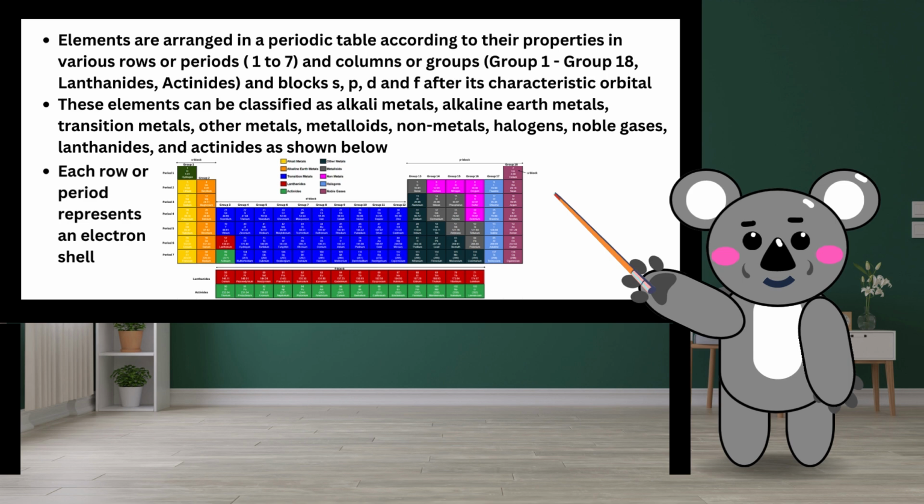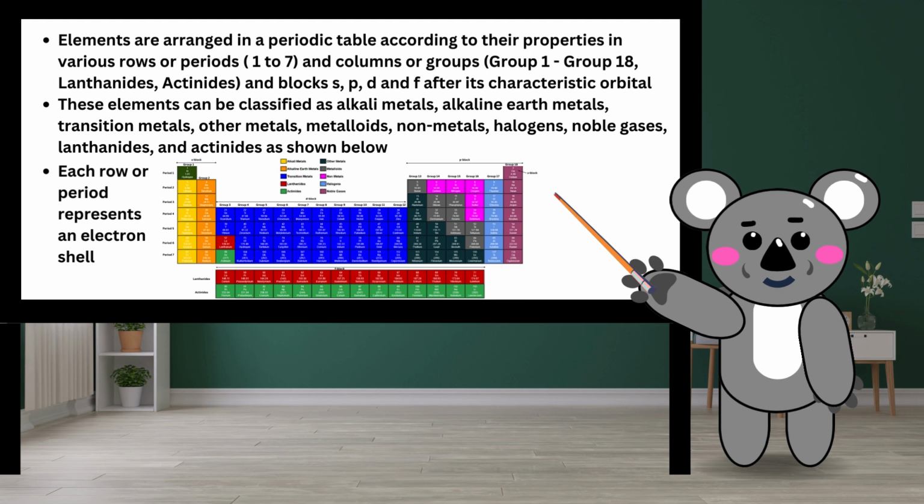Elements are arranged in a periodic table according to their properties, in various rows or periods, 1 to 7, and columns or groups, group 1 to group 18, lanthanides, actinides, and blocks s, p, d and f after its characteristic orbital. These elements can be classified as alkali metals, alkaline earth metals, transition metals, other metals, metalloids, nonmetals, halogens, noble gases, lanthanides, and actinides as shown below.